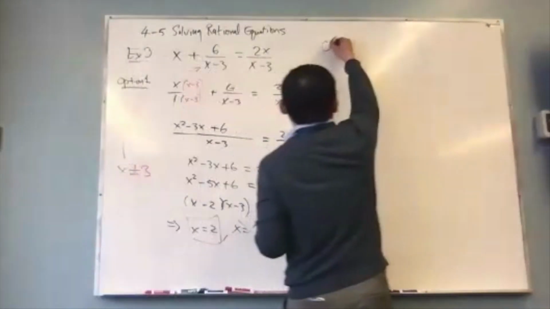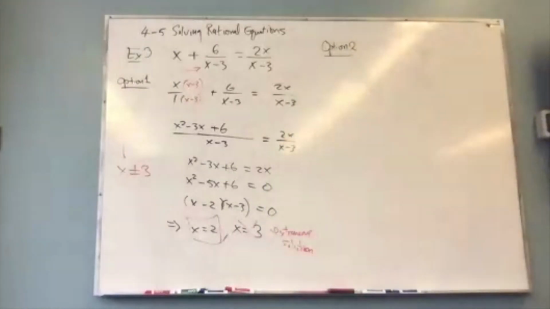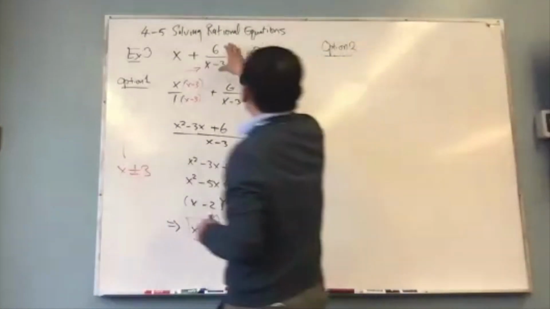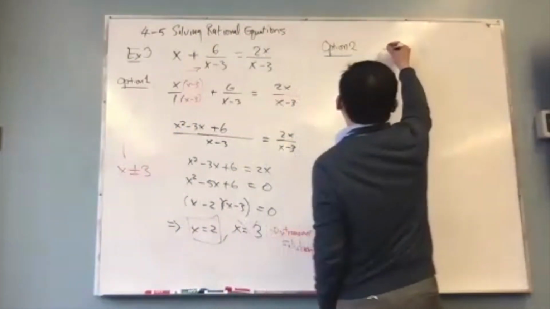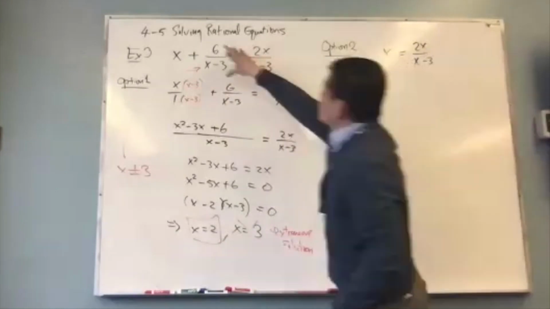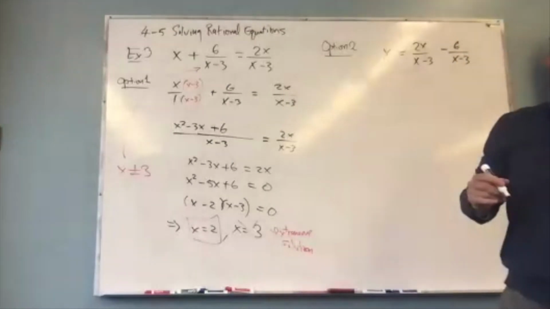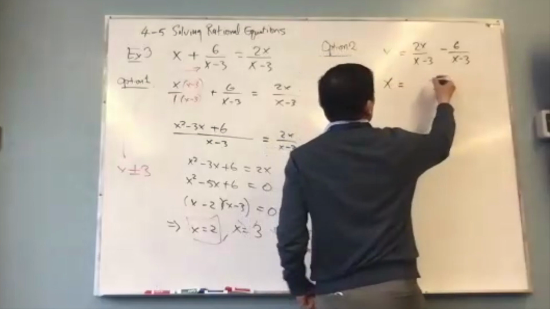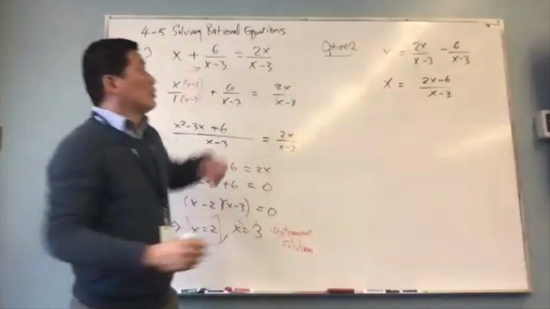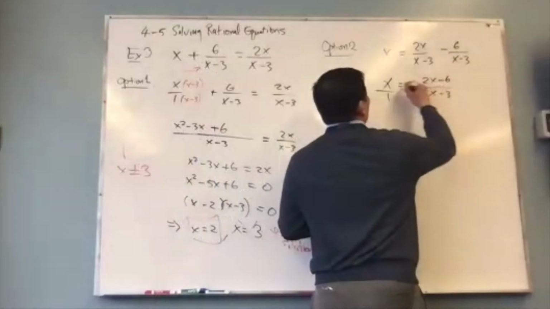I was just writing out different options because we all think differently. Another way I saw over there in the back is we can move this to this side. We keep the 2x over x minus 3, but we move this over, so it becomes minus 6 over x minus 3. So x is equal to 2x minus 6 over x minus 3. Now, I can make that into x over 1, and then I can just do the cross multiply.